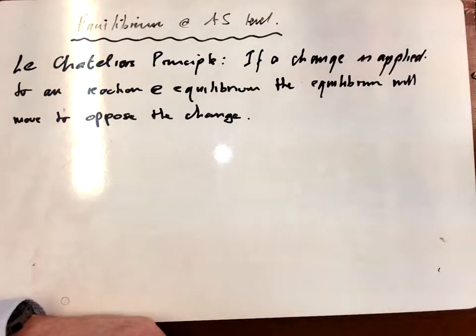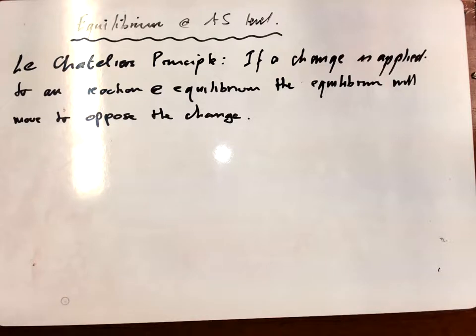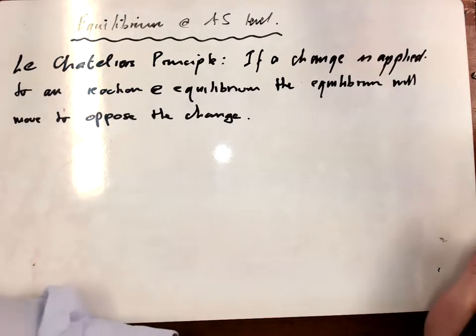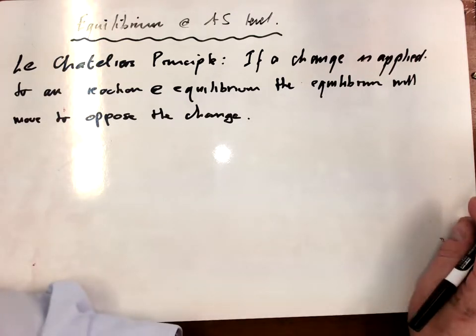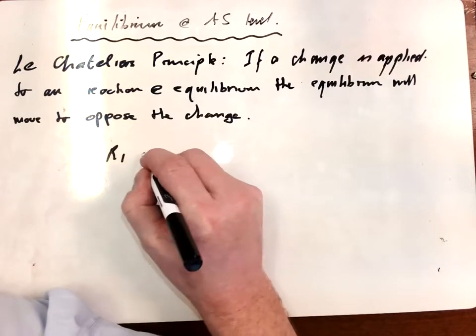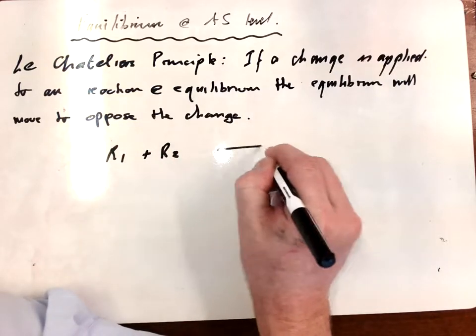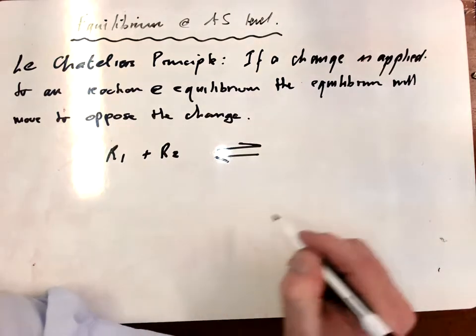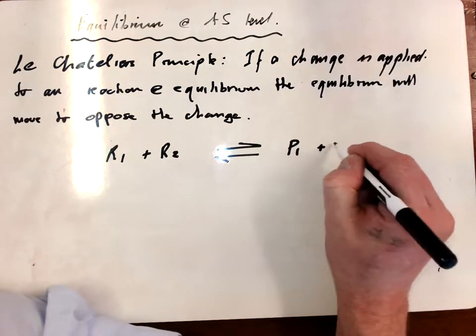Okay, so the key principle behind equilibrium is Le Chatelier's principle, named after the scientist who developed it. If a change is applied to a reaction at equilibrium, the equilibrium will move to oppose that change. And that's essentially what we apply in all circumstances to work out whether an equilibrium will move to the left or to the right. So if we look at a general reactant 1 plus reactant 2 sits in equilibrium with product 1 and product 2.